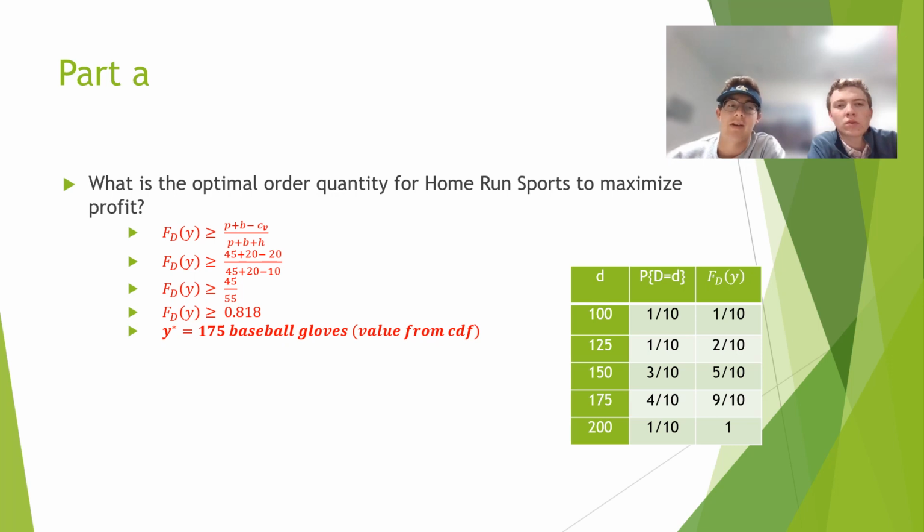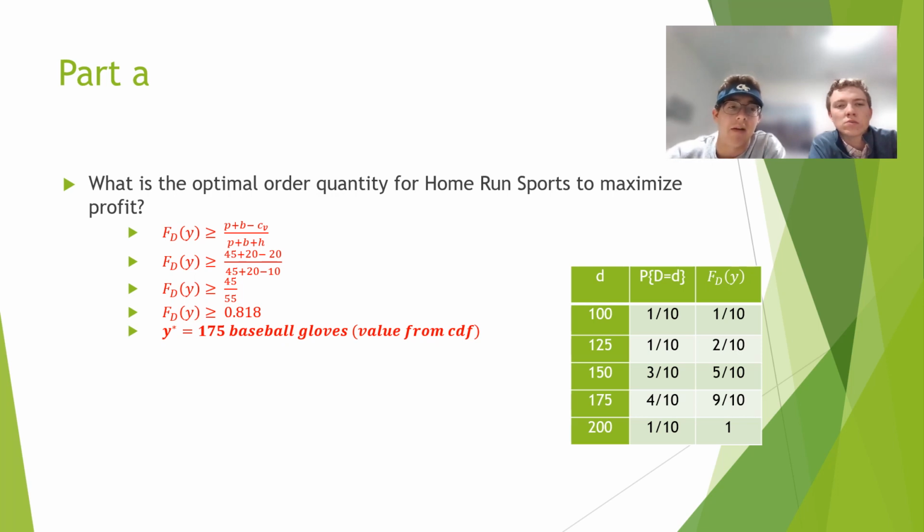For this, you need to find the criterion value, and I need an F of y value that is greater than the criterion value. So how do you find the criterion value? That's P, which is price, plus B, your backorder cost, minus C_B, your variable cost, over P plus B, same as before, plus H, which is your holding cost. So we plug that in: 45 plus 20 minus 20, over 45 plus 20 minus 10.